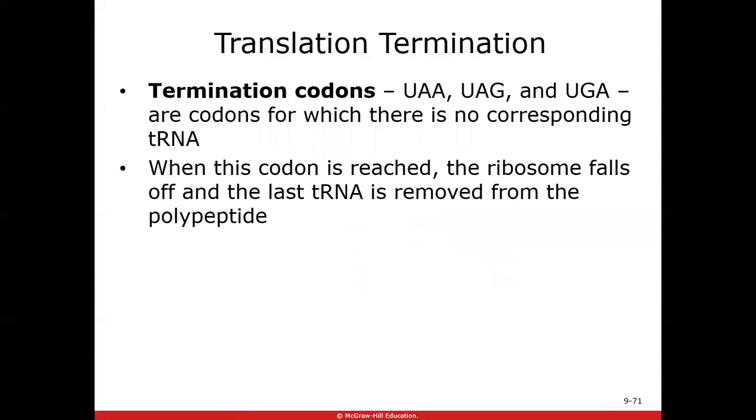So then the next one will be associated with AUC. Ultimately you get to a termination codon, which is UAA, UAG, or UGA, and there's no corresponding transfer RNA for those, and they don't have a corresponding amino acid. So when that codon is reached, the ribosome falls off, and the last tRNA is removed from the polypeptide.